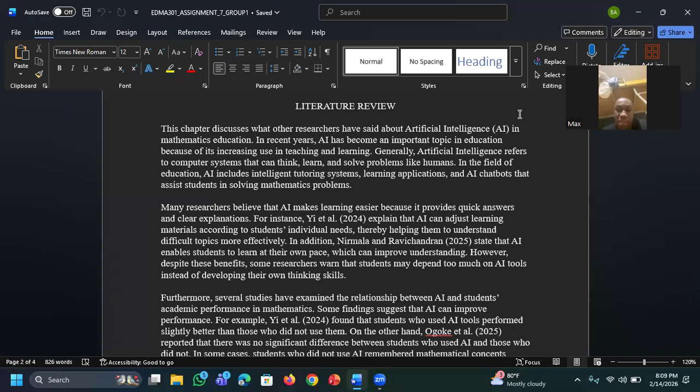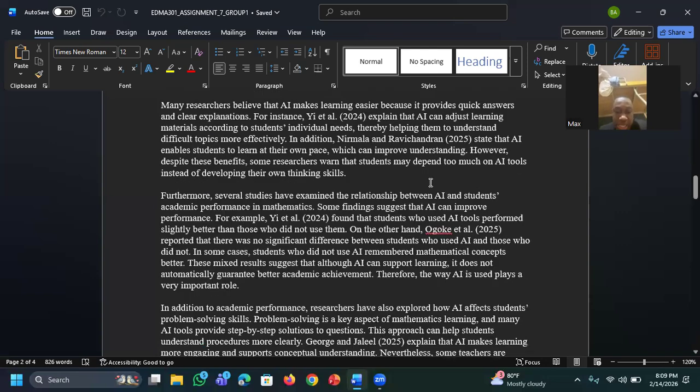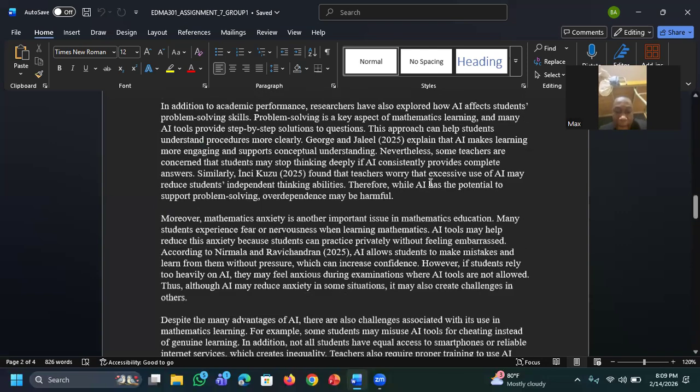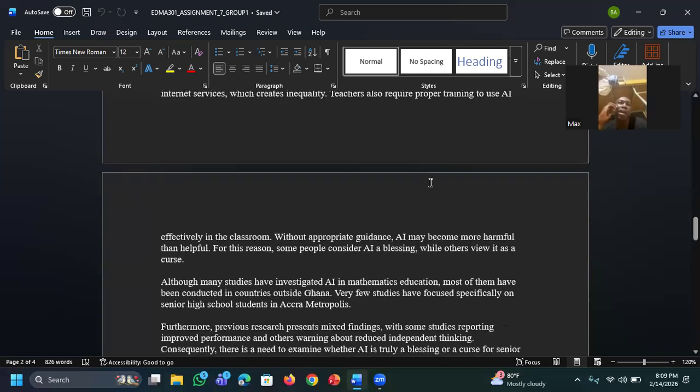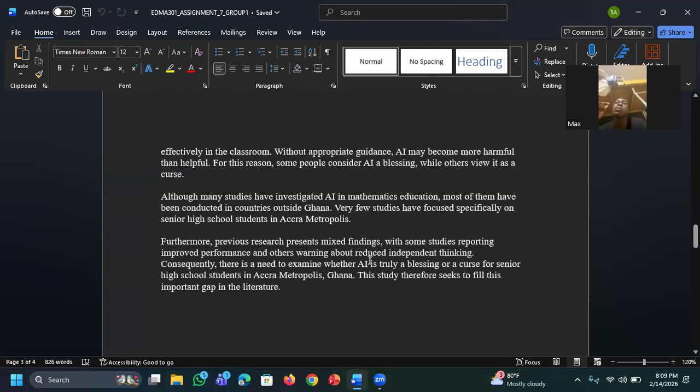On the other hand, Hugo et al. reported that there was no significant difference between students who used AI and those who did not. Yeah, so students who used AI mostly depend on AI, and during their formal assessment, it affects them because it kills their confidence.